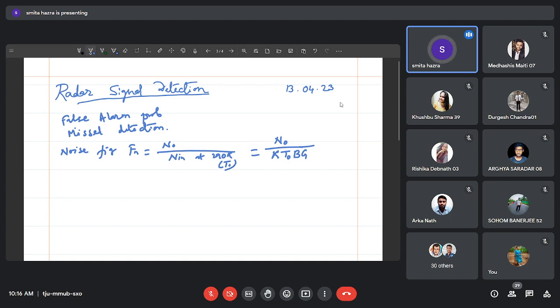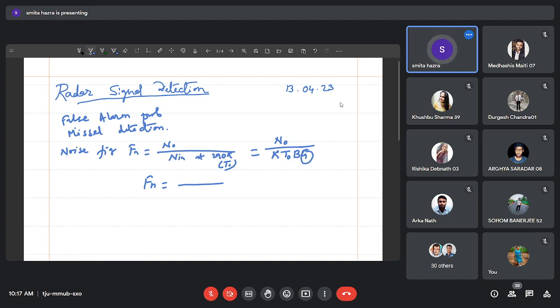Okay. So if we write these entire things, then can we write Fn is equal to, because this G is how much? This G is the system gain. So what can we write for G?